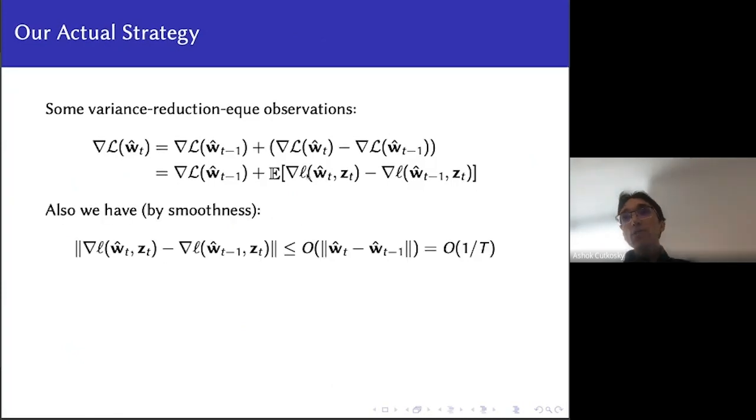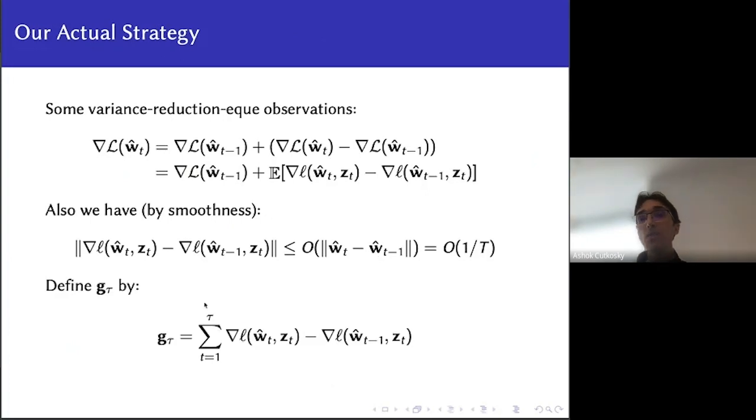And now if we assume that L is smooth, then the difference in the gradients between these two iterates can be bounded by the difference in the iterates themselves. And we already saw the difference between two successive iterates, or two successive running averages, is order 1 on t. So how do we take advantage of this? I'm going to define my GT, or because of weird summation indices, I'll call it G tau for a minute, which is the sum of all of the previous gradient differences. So I'm taking advantage of that.